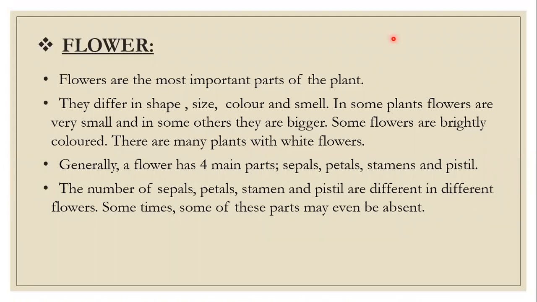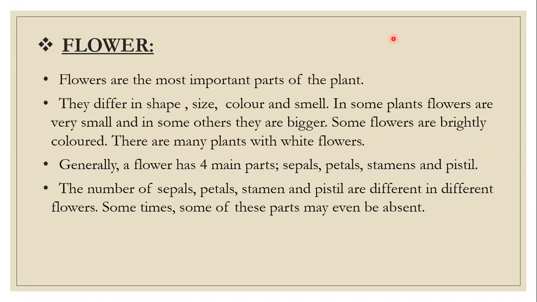Children, if you are given a twig without any flower, you may take time to recognize the plant. Some days you will not be able to recognize even which plant the twig is from. But if you are given another twig, a small branch, of the same plant with a flower, you will easily be able to identify the plant. That means flowers help us to identify the plant.